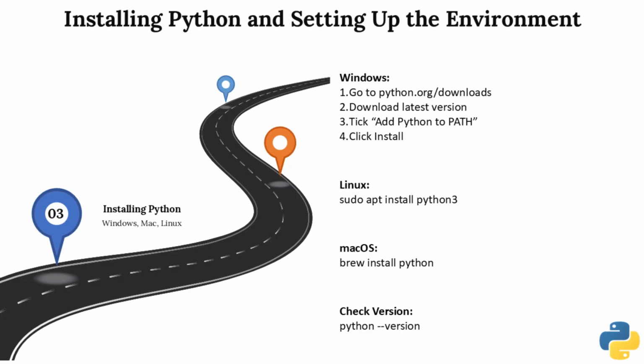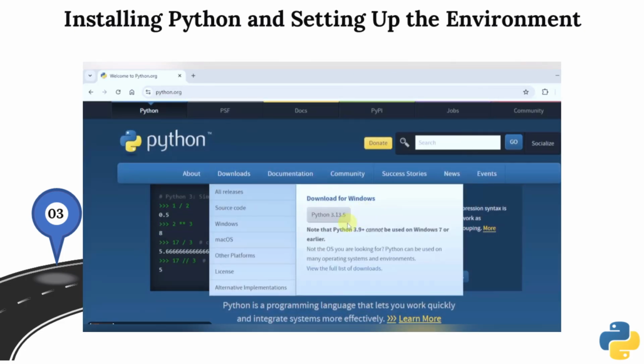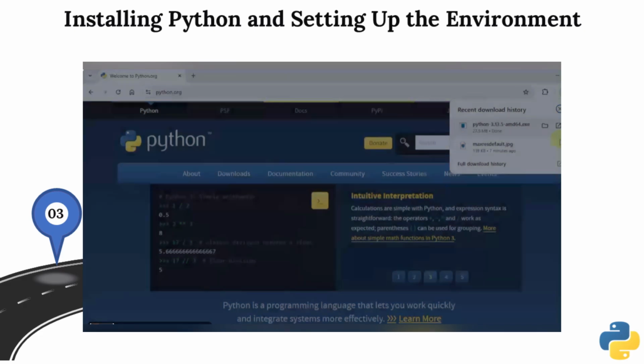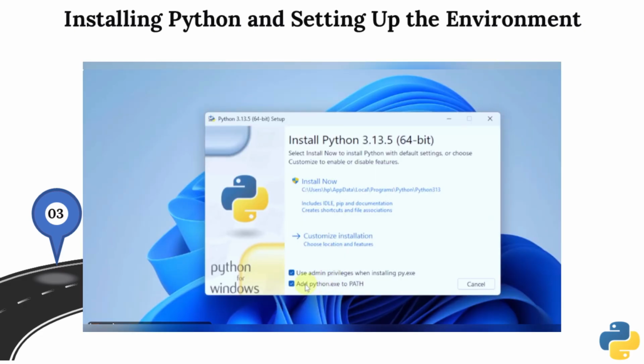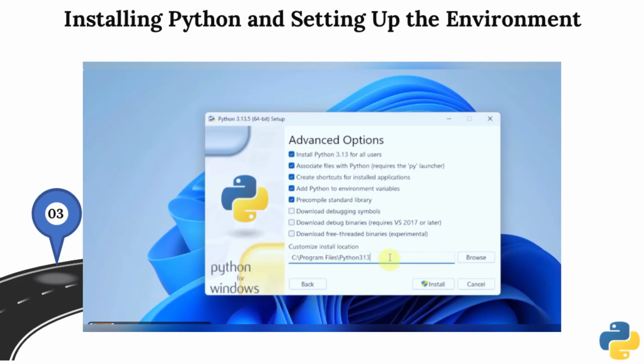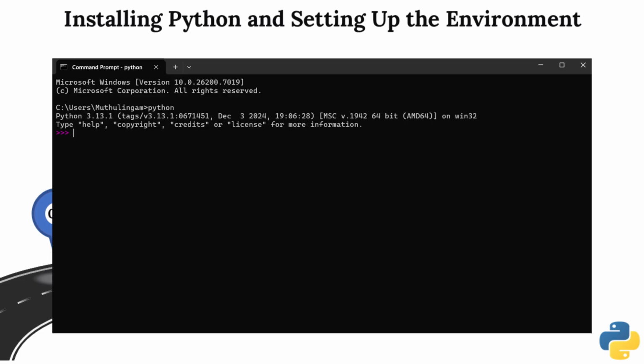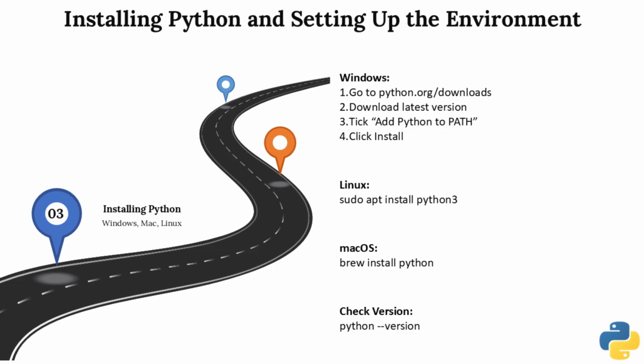Installing Python and setting up the environment. Let's install Python on your system. For Windows users, go to python.org, download the latest version, make sure to tick the box Add Python to PATH, click Install, and you are done. For macOS users, you can install Python using the same website or use the command. For Linux users, use the terminal command. Once installed, open your terminal or command prompt and type python --version. If you see something like Python 3 dot some numbers, congratulations, you have successfully installed Python.